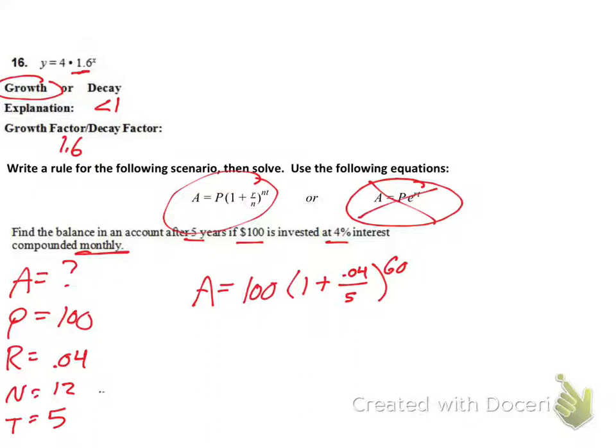I do have a graphing calculator, so it'd be 100 times 1 plus 0.04 divided by 12, and then, I'm sorry, not times 60. I gotta redo that. It's not times 60, it's raised to the 60th power. So 100, and then I would do parentheses 1 plus 0.04 divided by 12, and that'd be 1.003, I believe. And then I would have to raise that to the 60th power.